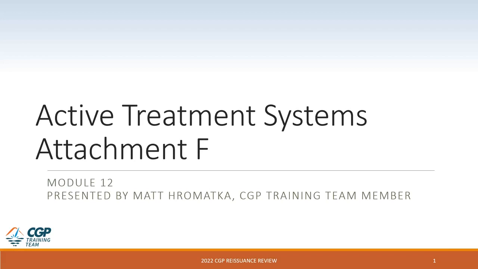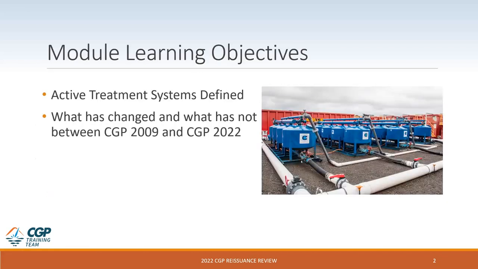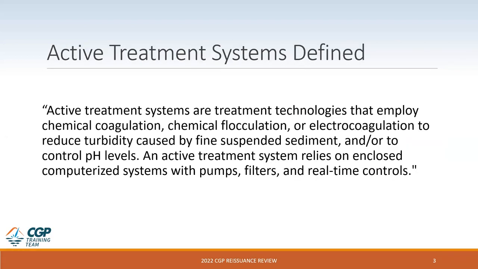Hello, my name is Matt Hromadka, and I am presenting on attachment F of the Construction General Permit, Active Treatment Systems. So what we're going to be going over today is what an active treatment system is and what has changed between the 2009 permit and the 2022 permit. Okay, so what is an active treatment system? An active treatment system is a series of pumps, filters, treatment controls, probes, and computerized recording that is deployed to construction sites to control turbidity and pH.